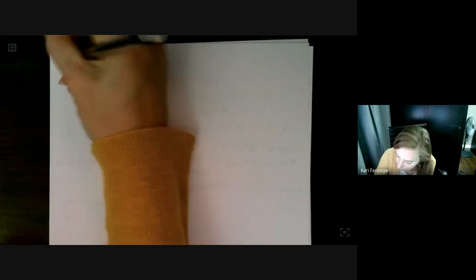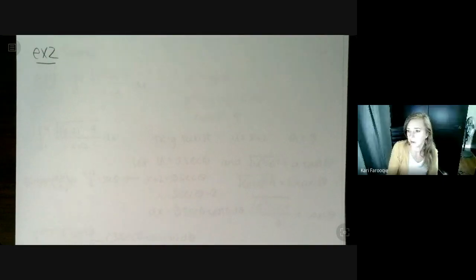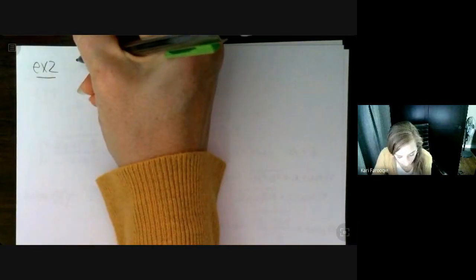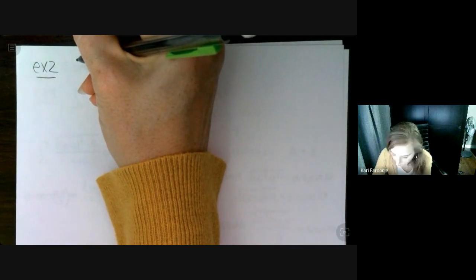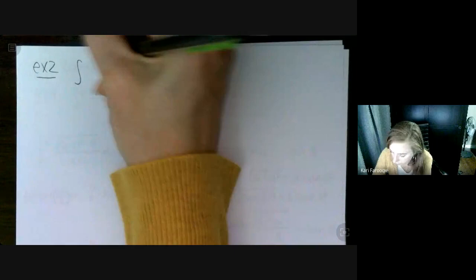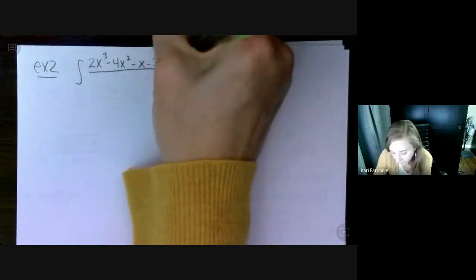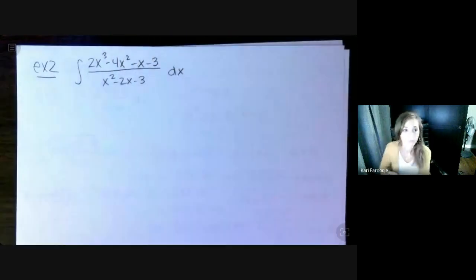So for example 2, same idea with a slight twist. So this will be the integral of, in the numerator, 2x cubed minus 4x squared minus x minus 3 divided by x squared minus 2x minus 3 dx.